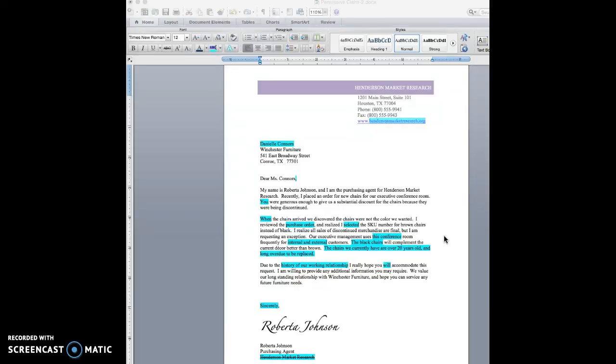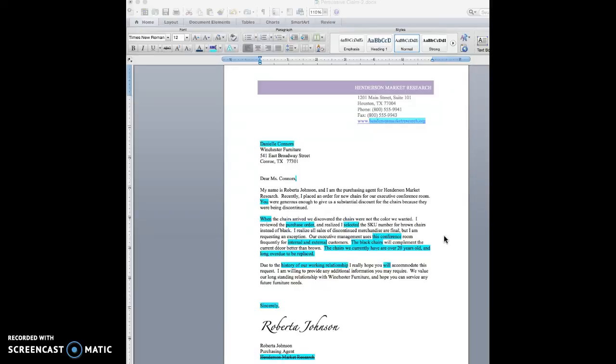She's not very specific about what she wants. Do you want the chairs exchanged? Who's going to pick them up? How is that going to happen? What can she do to help facilitate this change and make it easy for Miss Connors to say yes? Perhaps Henderson Market Research is willing to pay any additional shipping costs that might be incurred.